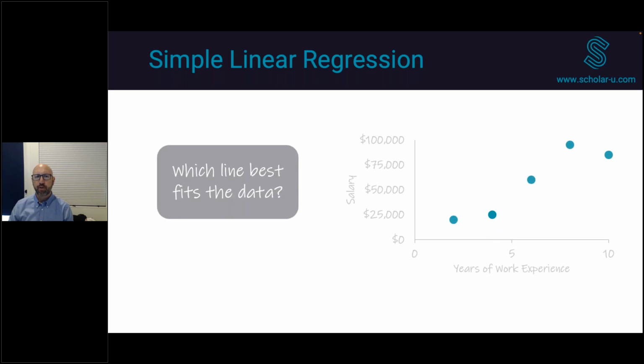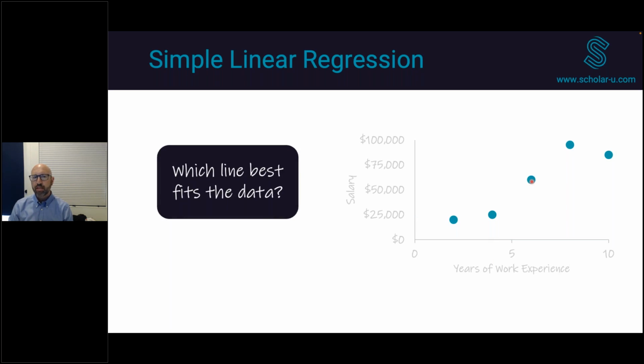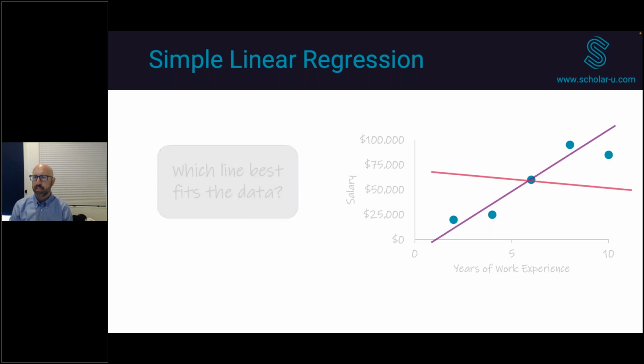So the question I have for everybody is, which line best fits the data? I'm going to present 2 lines, as you can see here. One is the purple line that has a positive slope, and one is a red line that has a negative slope. What I would like you all to do is type in the chat which color line you think best fits the data, and maybe type in a word or a sentence of why you think the purple or the red line best fits the data. So please take a minute and type in the chat.